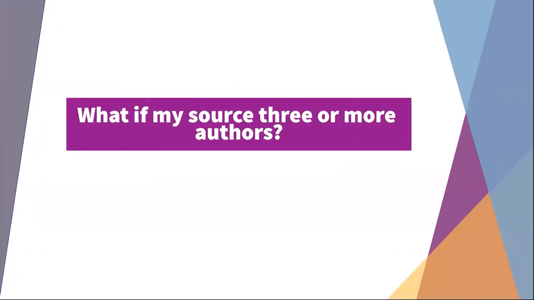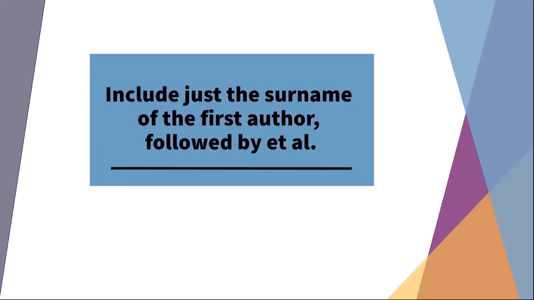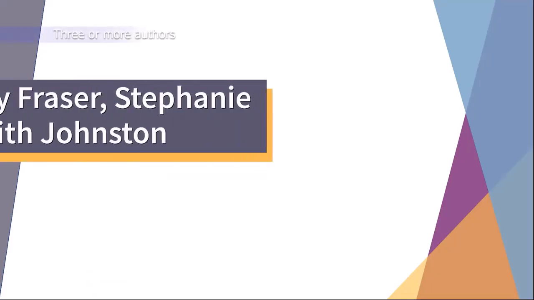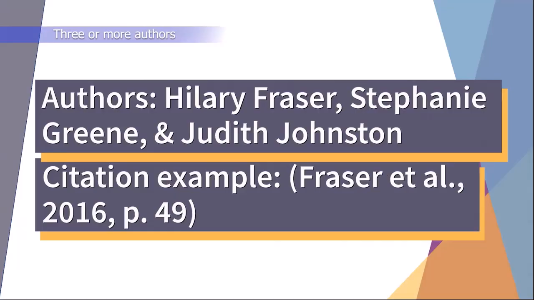Finally, if a source has three or more authors, I'm going to use just the surname of the first author. So for instance, if I'm borrowing information from a book by Hilary Fraser, Stephanie Green, and Judith Johnston, I'm going to use only the surname Fraser in my in-text citation, as well as the Latin abbreviation et al. This means that the source has additional authors, and they'll all be listed on the reference entry on my reference page.